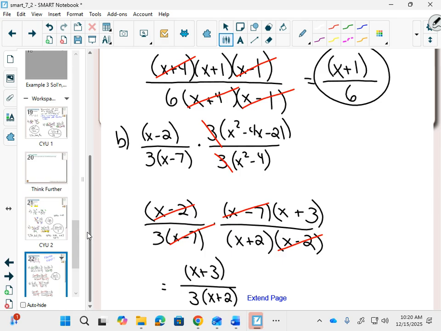Anything identical? No. Can't cancel out the 3 and the 3, because this adding groups that together. And the only way you can cancel something out is if the entire factor is the same and you're multiplying. So we can put a circle around this. This is our final answer.